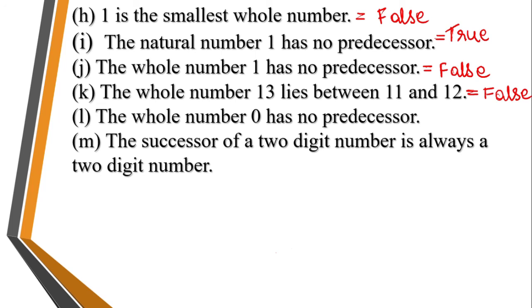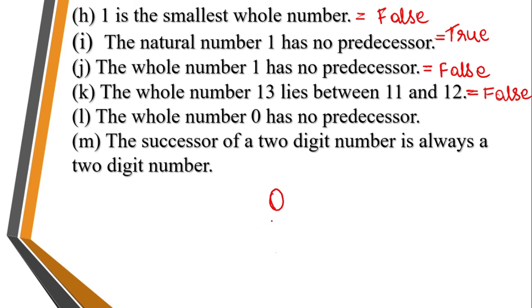Now, the next statement which we have is, the whole number 0 has no predecessor. Now here, we are considering 0 as a whole number and we can't even consider it as a natural number, right? Because natural numbers start from 1 and not 0. So 0 is only a whole number, not a natural number. Now, 0 is the smallest whole number, right? Because whole numbers start from 0 only.